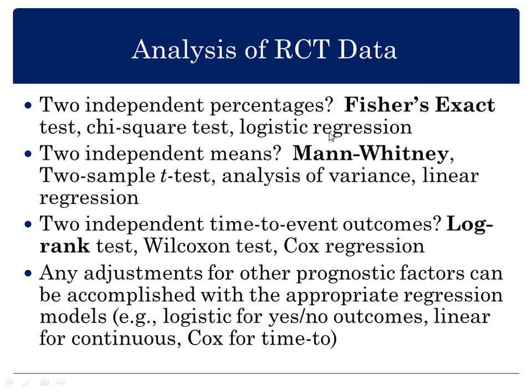Logistic regression is a regression that's used when you have a yes-no outcome. There's something called ordinal logistic regression when you have ordered categories. Linear regression is probably what you're most familiar with. That's when you have a continuous outcome. And then in time to event outcomes, we use what's called Cox regression. And all regression models do is allow you to account for other factors or variables when you're doing the comparison.